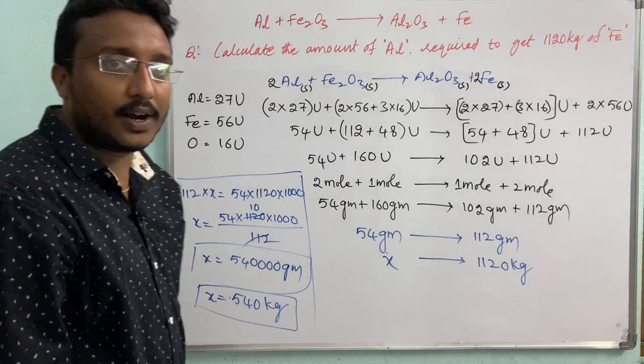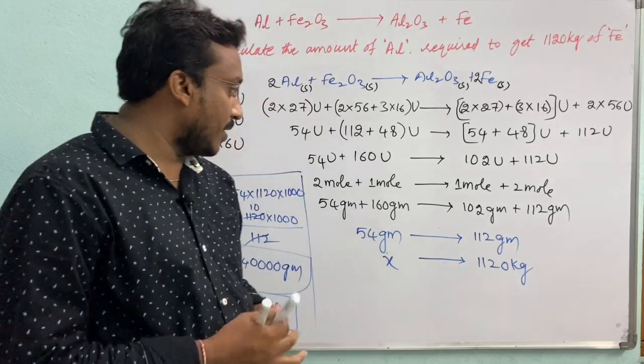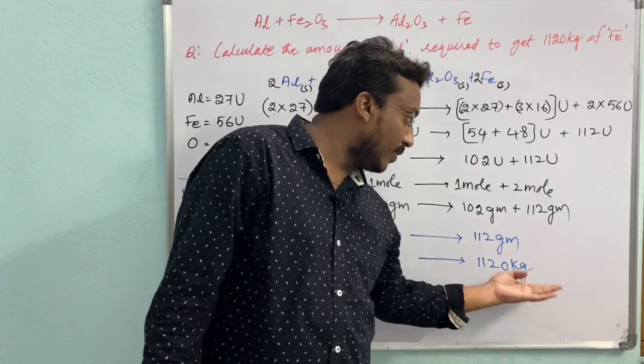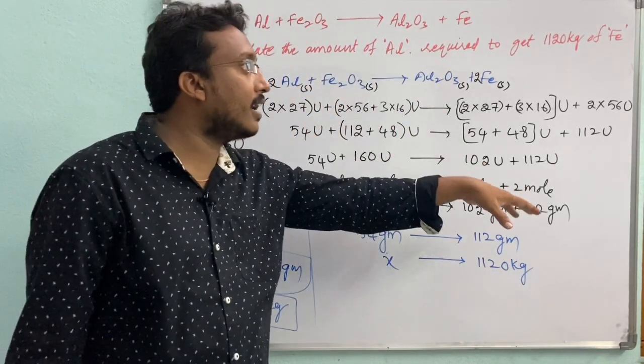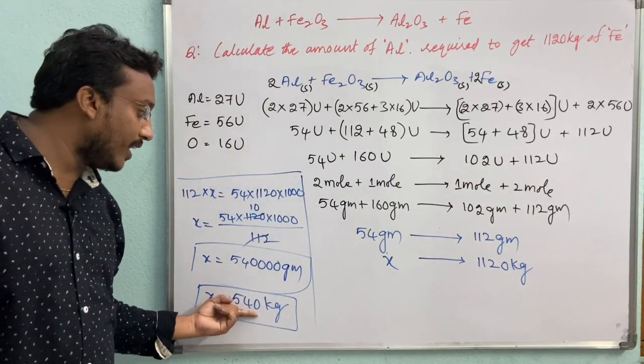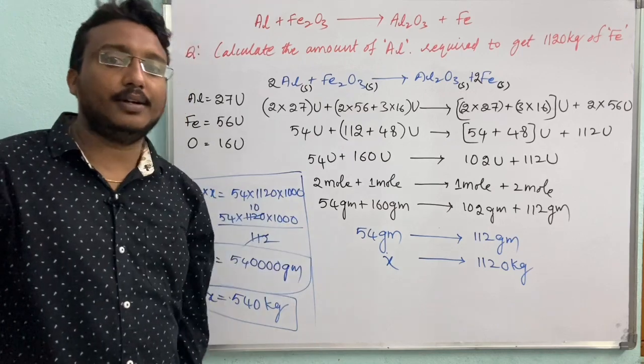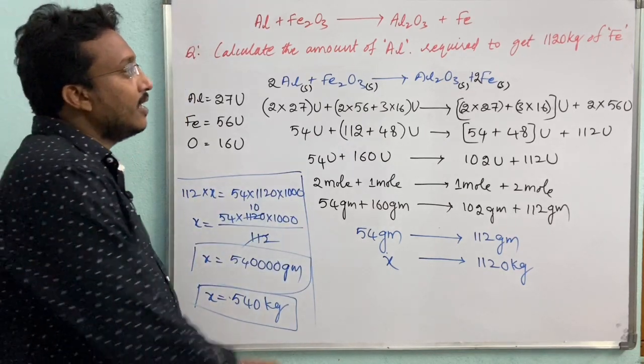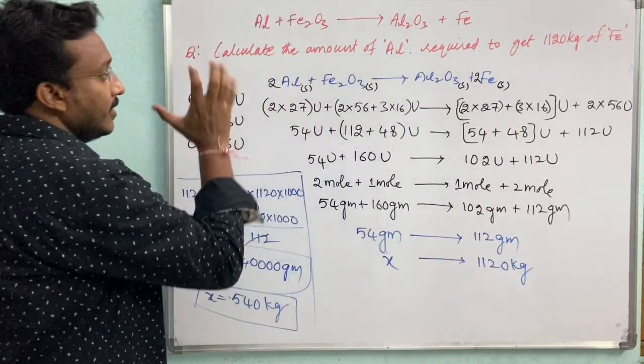Have you understood or not? Okay, then to get 1120 kgs of iron, we require 540 kgs of aluminum. We can find this with this equation, right?